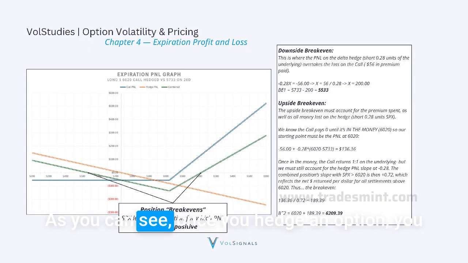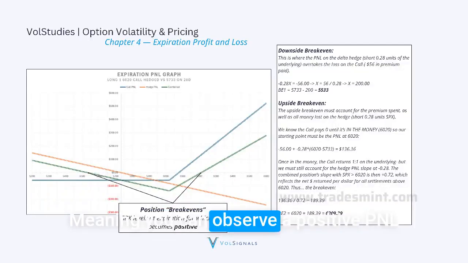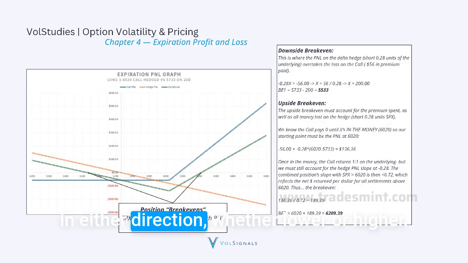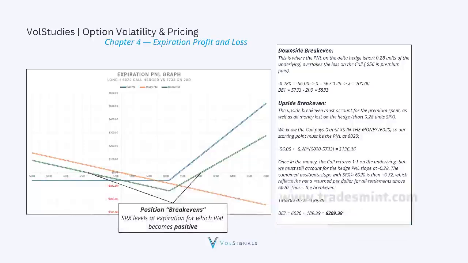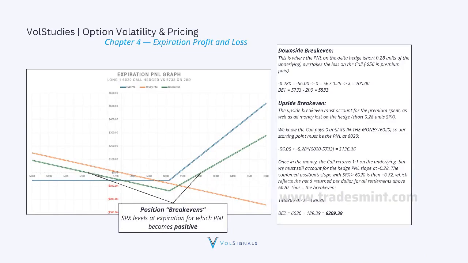As you can see, once you hedge an option, you introduce a straddle-like characteristic to it, meaning you can observe a positive P&L in either direction, whether lower or higher. Of course, some amount of movement is required, and this is fundamental to options because in the end, when you're trading hedged options, you're looking for volatility as much as you're looking for direction.